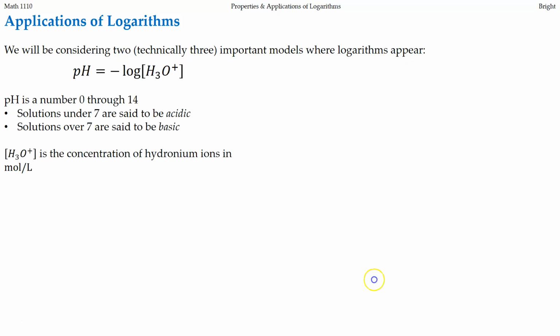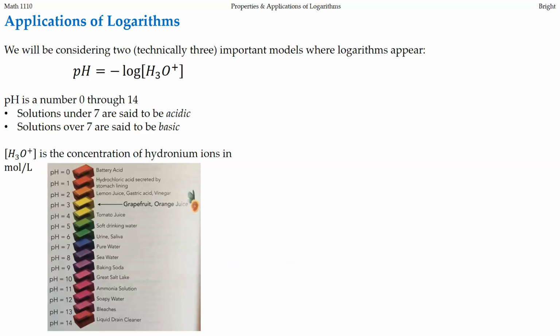Okay, so the first example is about pH. In chemistry, you may remember, maybe you've talked about it, maybe you haven't, but pH, when it's reported, is a number 0 through 14. If we get a number that is under 7 for that solution, it's said to be acidic, and if it's over 7, it is said to be basic. Note that to calculate pH, we have to do the negative log of H3O plus, the hydronium ion concentration, expressed in units of moles per liter. And this is just a little image taken from a textbook showing pH.